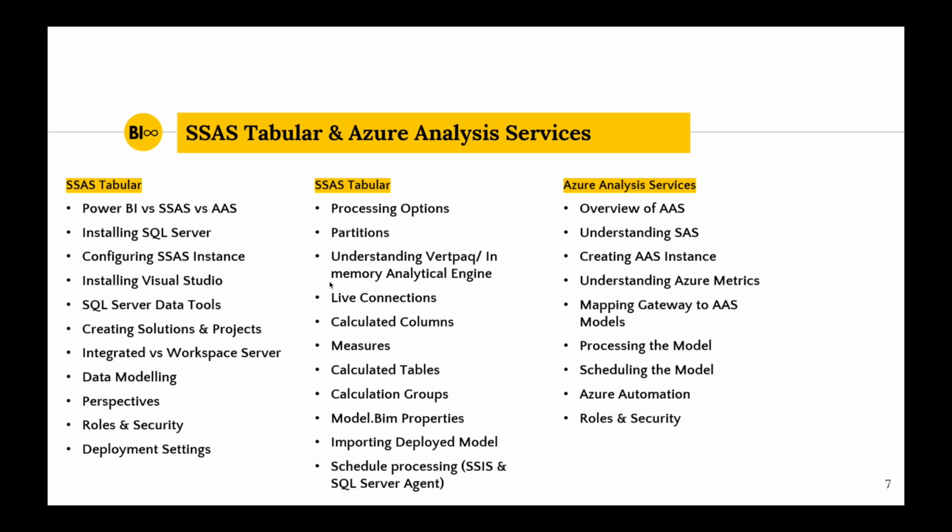We have majorly import mode, direct query mode, and a combination of these two, which is composite models. We also have one more thing, live connections. For SSAS tabular model or for AAS, which is Azure Analysis Services, we call it live connections. So we will see what those live connections are, and we'll see some DAX here and some model properties. In Visual Studio, if you try to create a model, we have different properties for each and every column and table, and model-specific properties. We will see all of them.